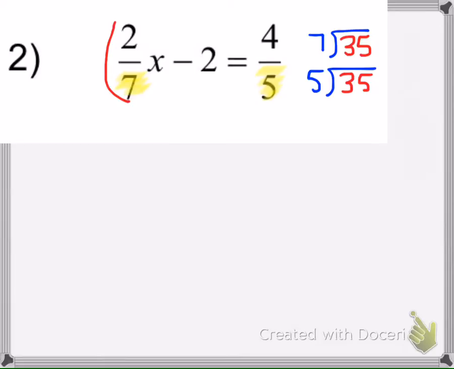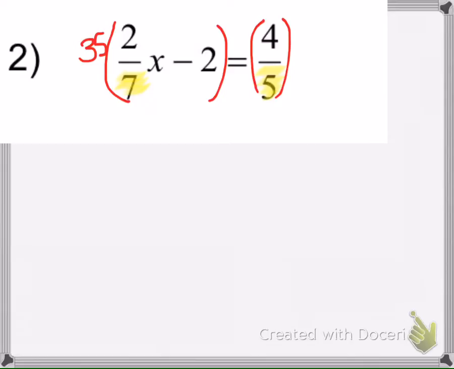So essentially what we're doing is we're multiplying this side of the equation by 35 and this side. Whatever we do to one side of the equation, we have to do to the other side. Now, instead of writing it this way though, I'm going to go ahead and write 35 next to all the terms so I don't forget I have to distribute 35 to the whole entire equation. So I'm going to write it like that so I don't forget about this term right here.